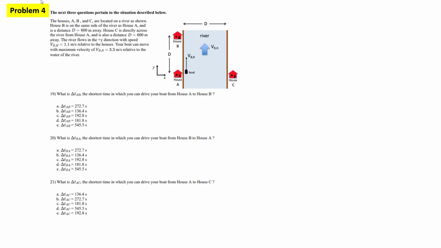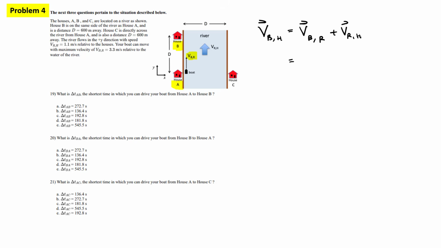All right, the first question says, what is delta TAB, the shortest time in which you can drive your boat from house A to house B? All right, well, if I want to start over here at house A and end up over here at house B, the best way I should do is just to aim my boat directly in the y direction, right? In that case, I'd be adding my speed of the boat relative to the water plus the river relative to the house, right? Really what you're doing here is you're saying that the boat relative to the house is equal to the boat relative to the river plus the velocity of the river relative to the house.